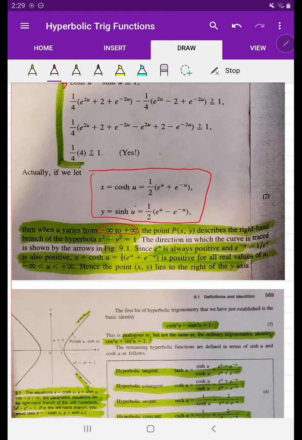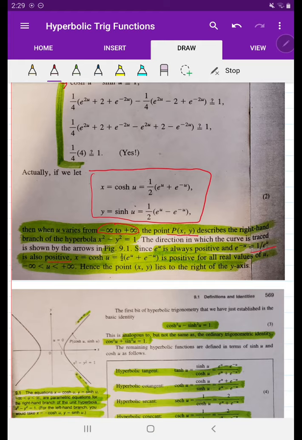Okay, so the domain of cosh and sinh is from negative to positive infinity. And let's see. Now, this point P(x, y) describes the right-hand branch of the hyperbola, and that's going to come into effect later when we talk about which of these can be positive and which can be negative. e to the u is always positive, and e to the negative u is 1 over e to the u, which is also always positive.